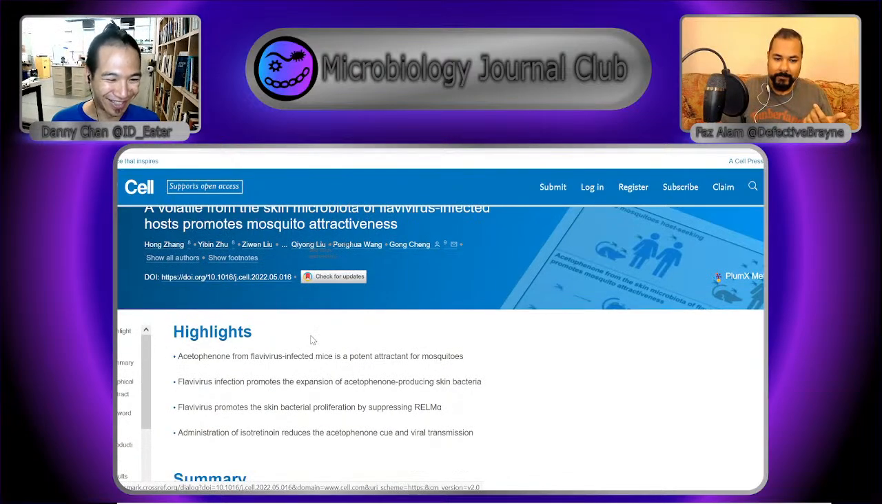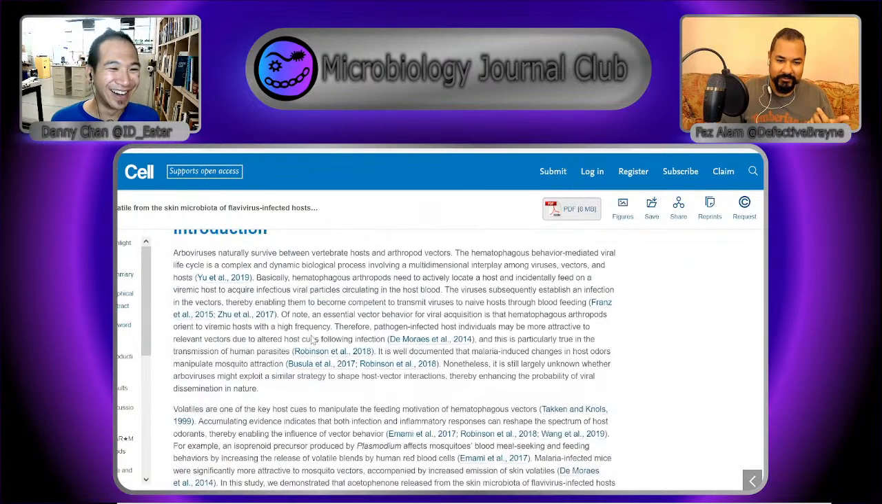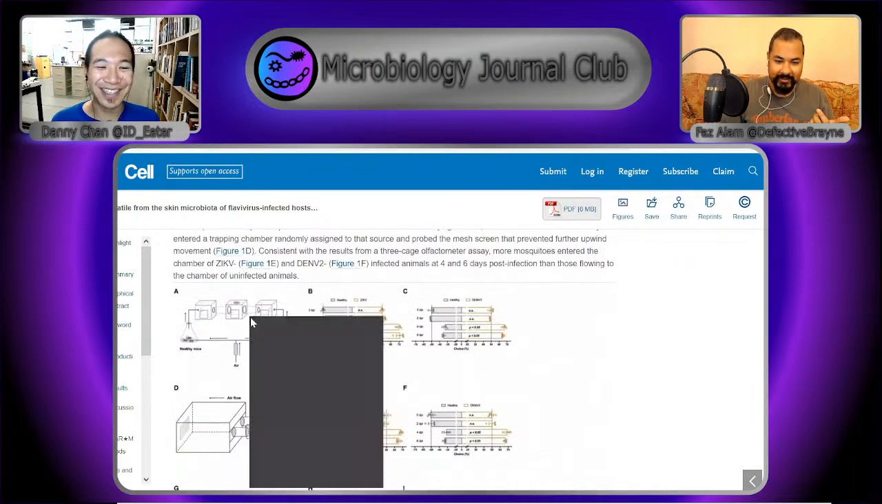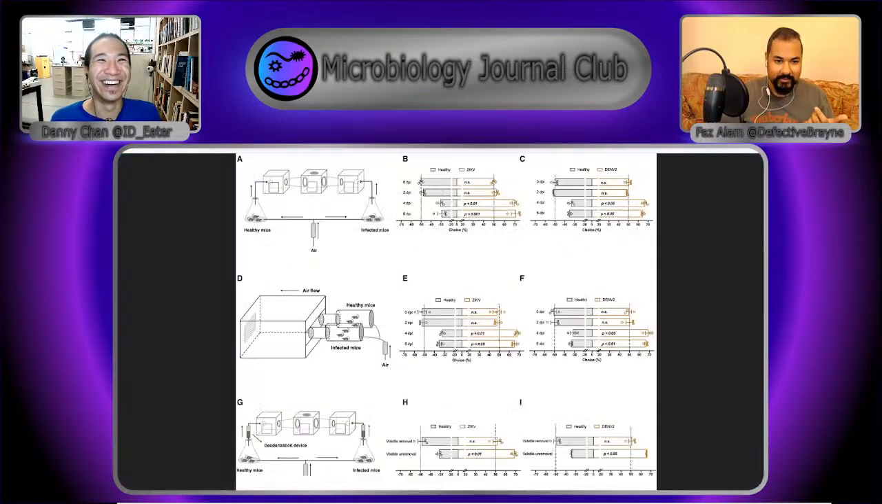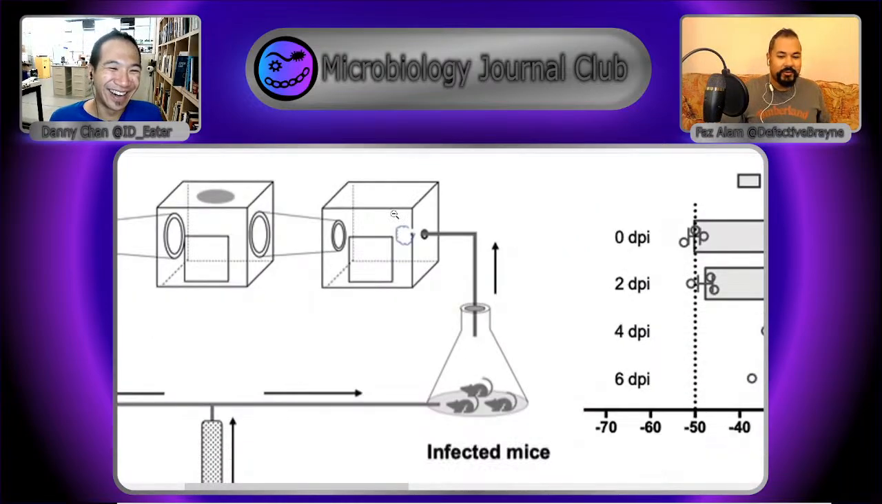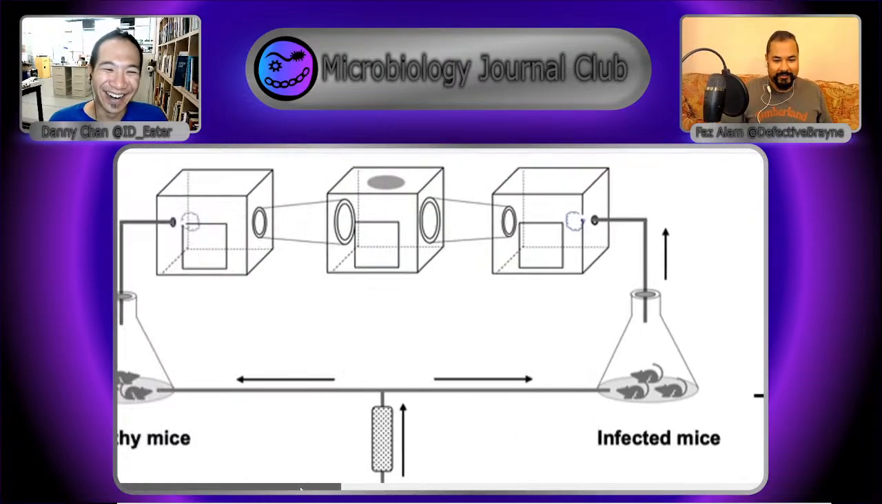There's a visual of this in there, a figure, which is quite fun to look at. I think it's funny that the mice are in Erlenmeyer flasks. I don't think they are, but maybe. No, you would not keep mice in Erlenmeyer flasks. That'd be a bad idea.